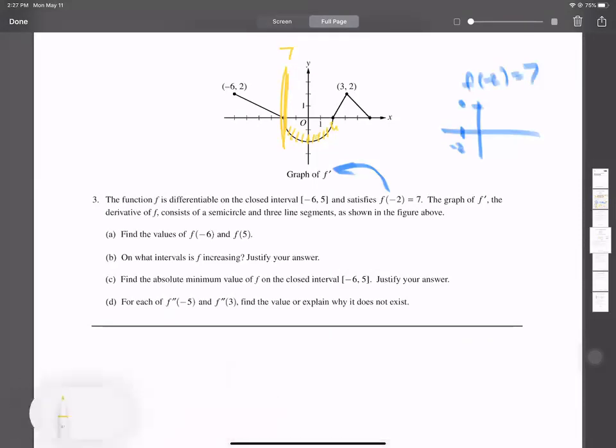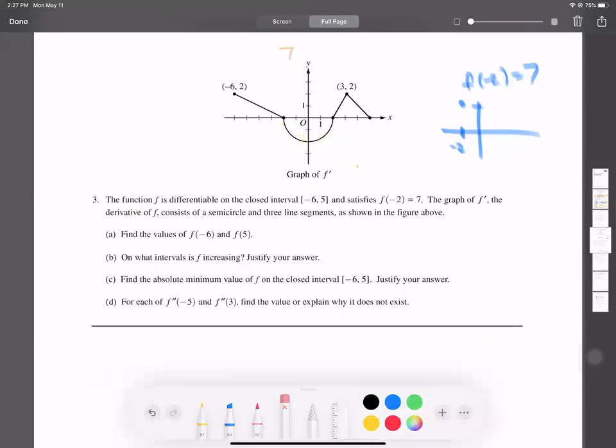The graph of f prime, the derivative of f, consists of a semicircle and 3 line segments as shown above. Find the value of f at -6. Okay, great. So to find f at -6, how do we get from here back to -6? A couple ways of doing this. You could just map it out. You could just say, that triangle, what's the area of that triangle? Area of the triangle is half base times height. This area is 1, 2, 3, 4, so 4 by 2. Half of 8 is 4.